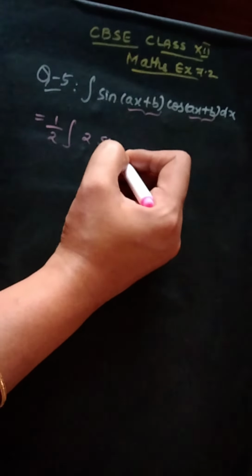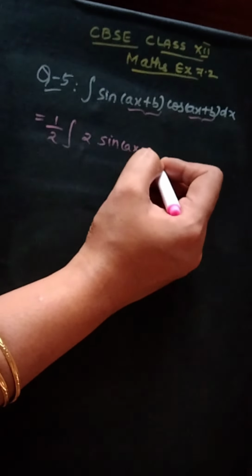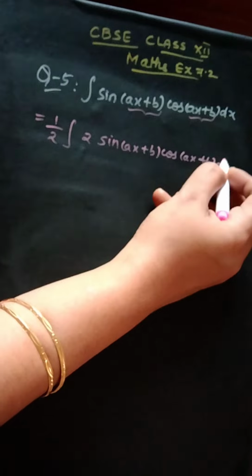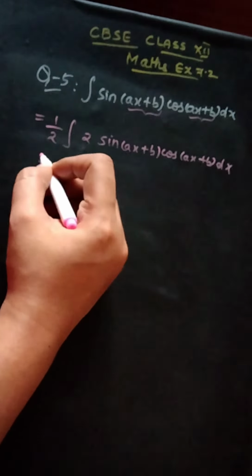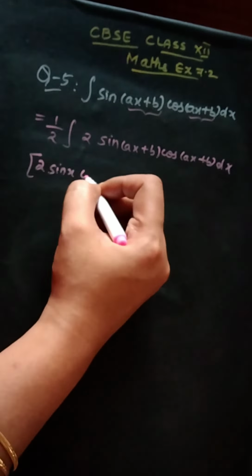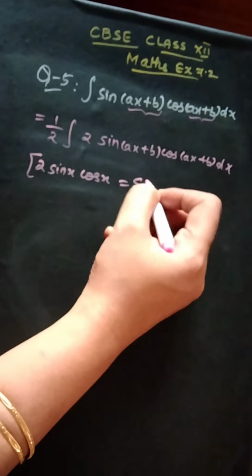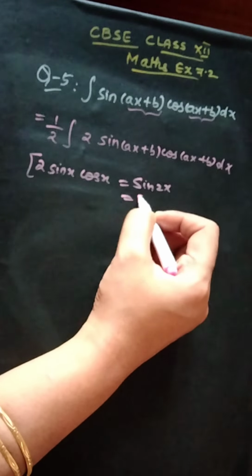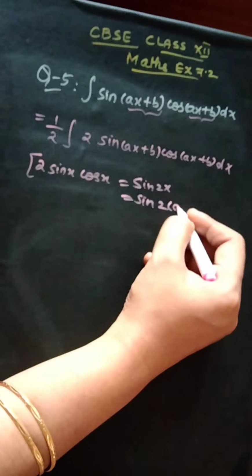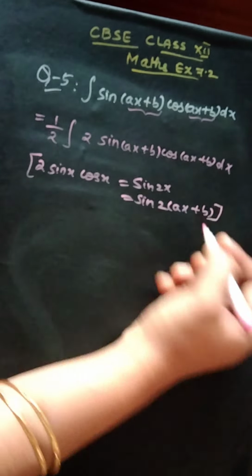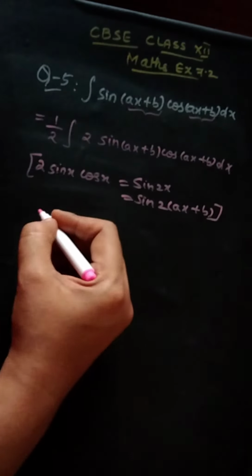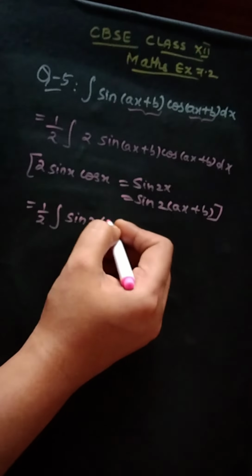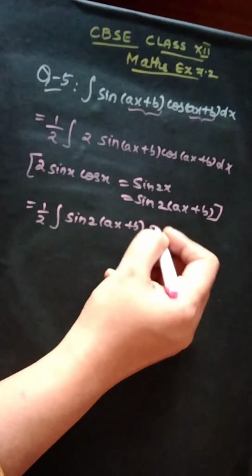So 2 sine x cos x form. In place of x, we have ax plus b. That's the only difference we have. And the formula is 2 sine x cos x is sine 2x. And here we have ax plus b in place of x. So we replace this as sine 2 of ax plus b. This integration becomes sine 2 of ax plus b dx.